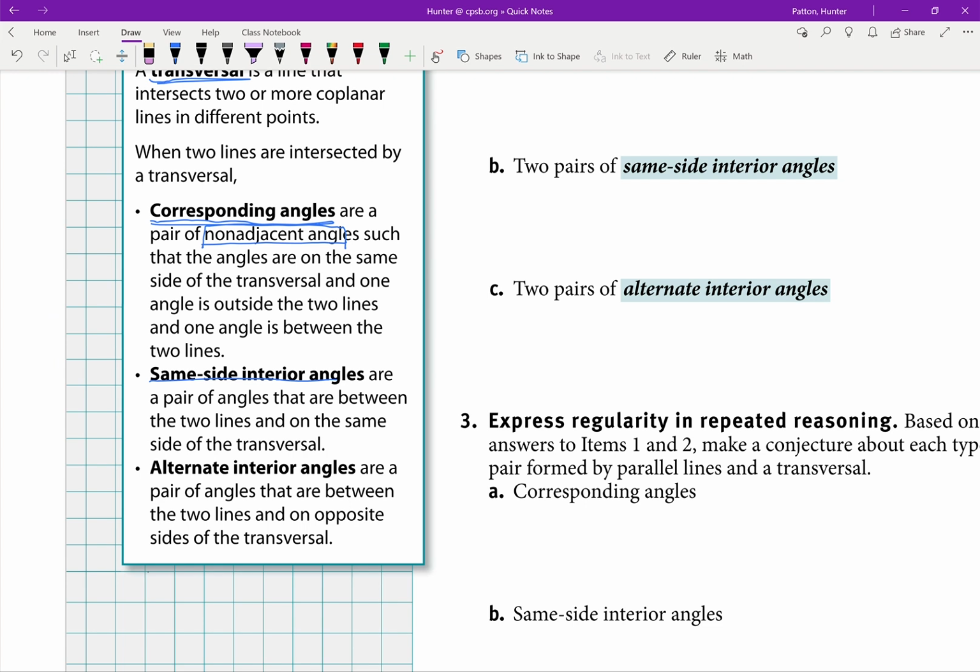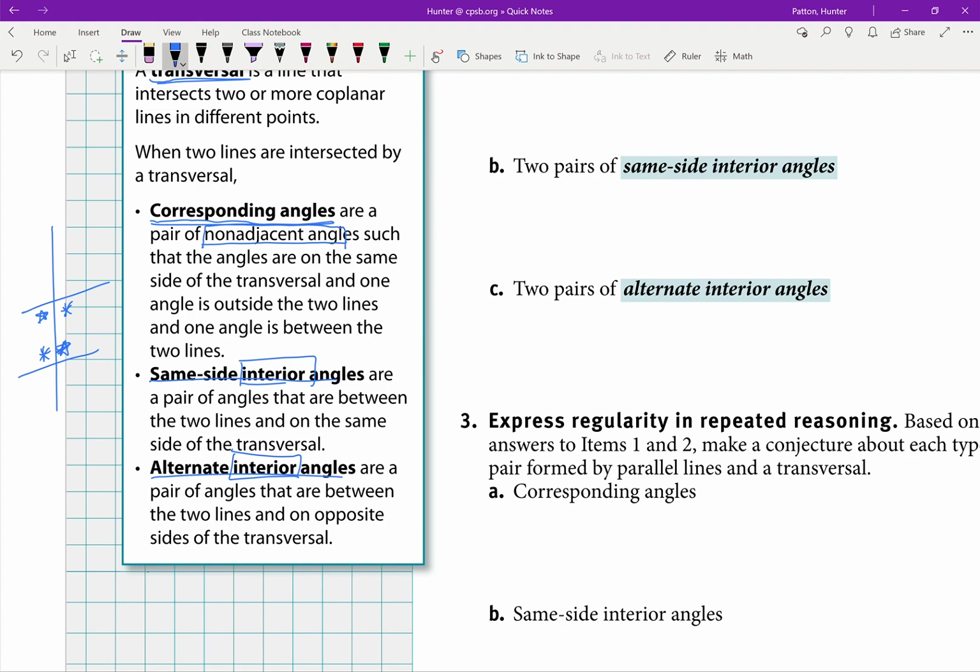Okay, alternate interior angles. The keywords in the name mean that they are in between the two lines. Interior means in between the two lines. So they are a pair of angles that are between the two lines and on opposite sides of the transversal. An alternate interior angle to this angle would be right here, and it's only right there because it's inside the two lines and on opposite, or alternate, sides of the transversal. The other pair of alternate interior angles would be these two.